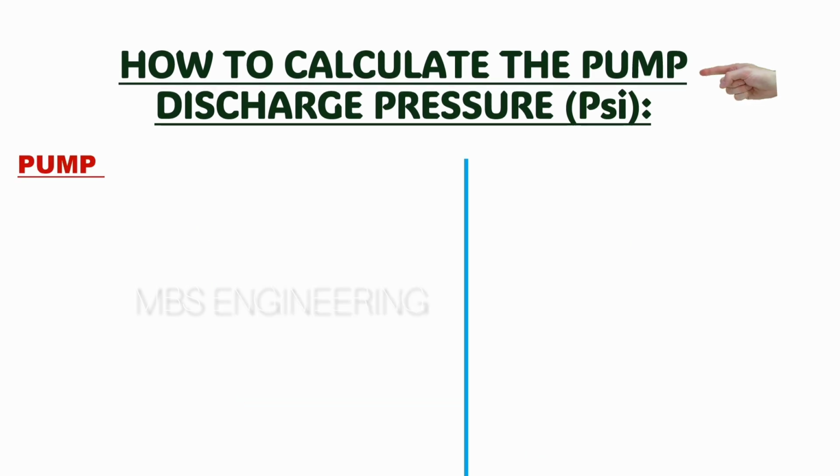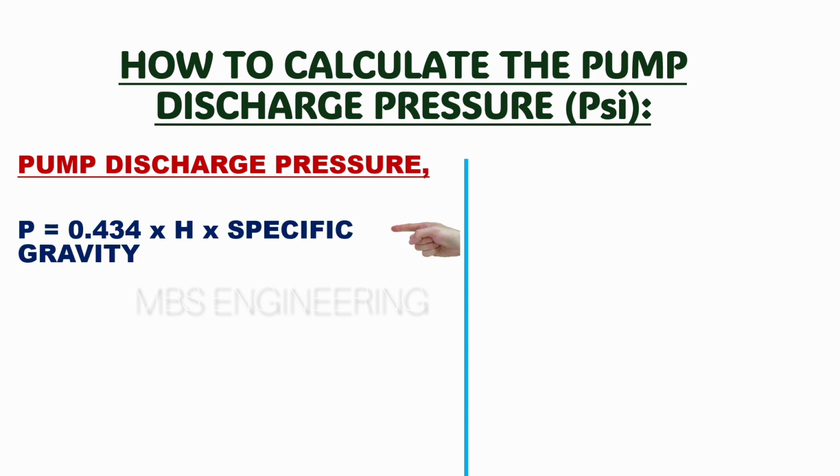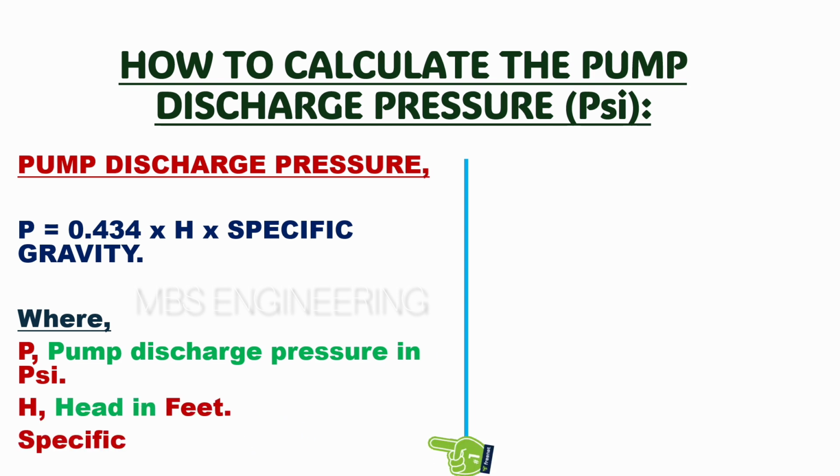Next, we will learn how to calculate the pump discharge pressure in PSI. The formula used to calculate the pump discharge pressure is P = 0.434 × H × specific gravity, where P is the pump discharge pressure in PSI, H is the head in feet, and the specific gravity for water is 1.